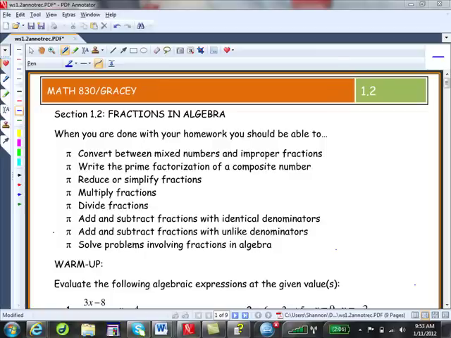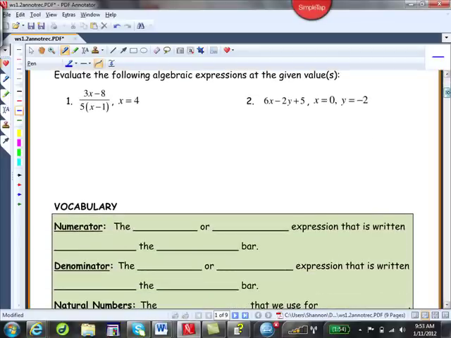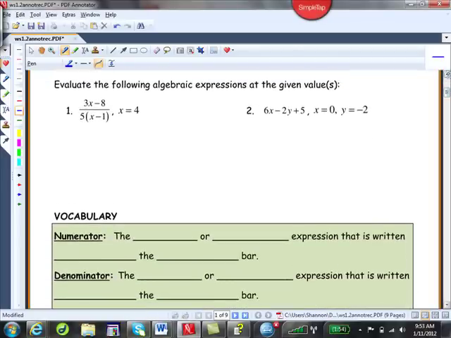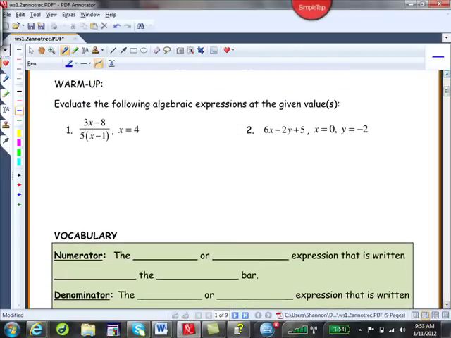So today, we'll be converting between mixed numbers and improper fractions. Write the prime factorization of a composite number. Reduce or simplify fractions, multiply fractions, divide fractions, add and subtract fractions with identical denominators, add and subtract fractions with unlike denominators, and solve problems involving fractions in algebra. So why don't you guys go ahead and pause the movie and start with the warm-up.